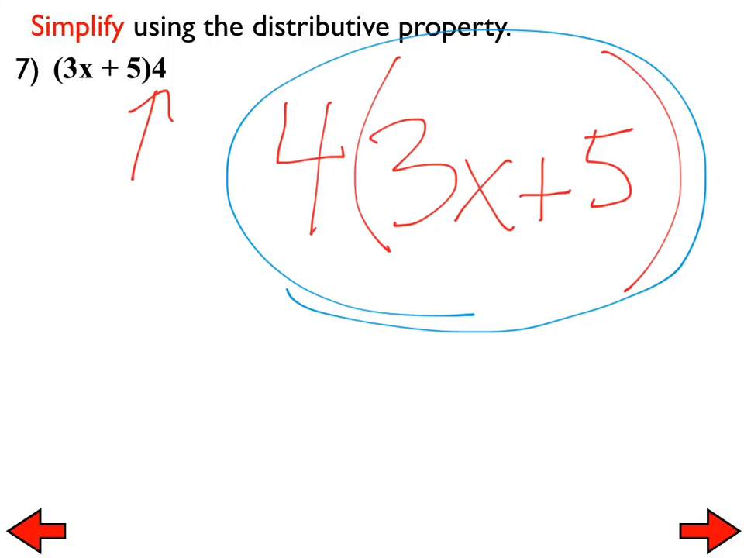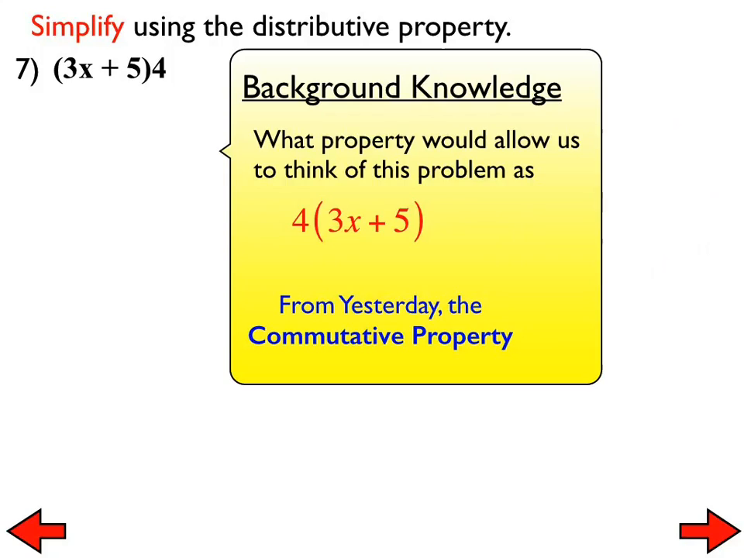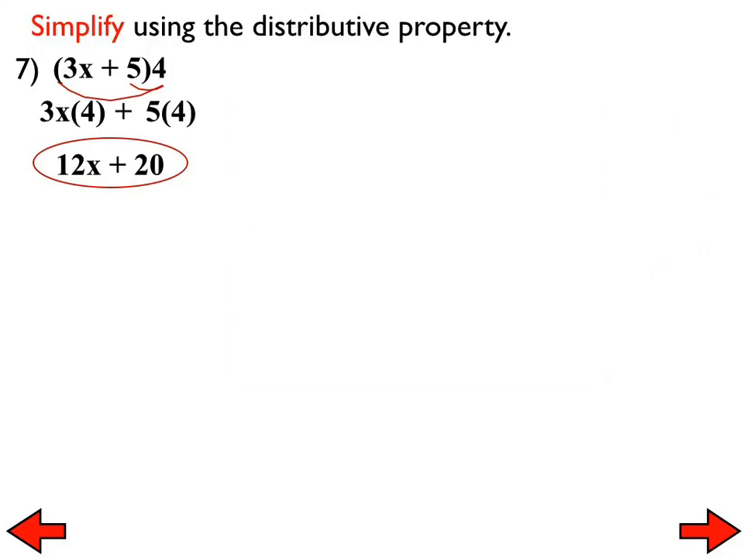So 4 times the quantity of 3x plus 5 is equal to 12x plus 20. When I walked around, that's what I saw from pretty much everybody. And it is the commutative property that allows us to do that. All right, let's take a look at number 8.